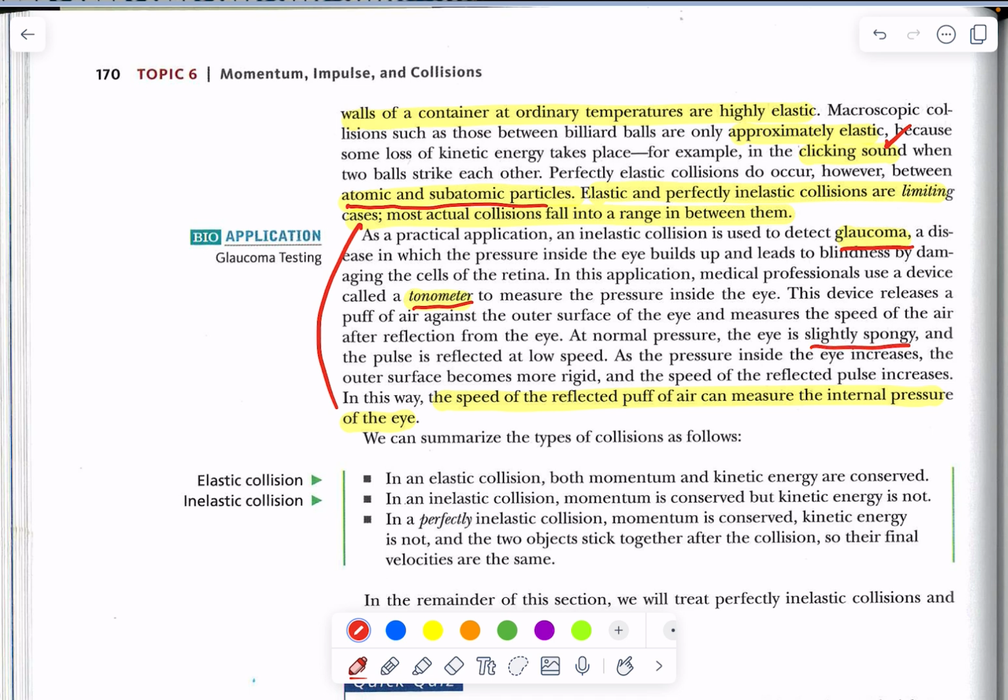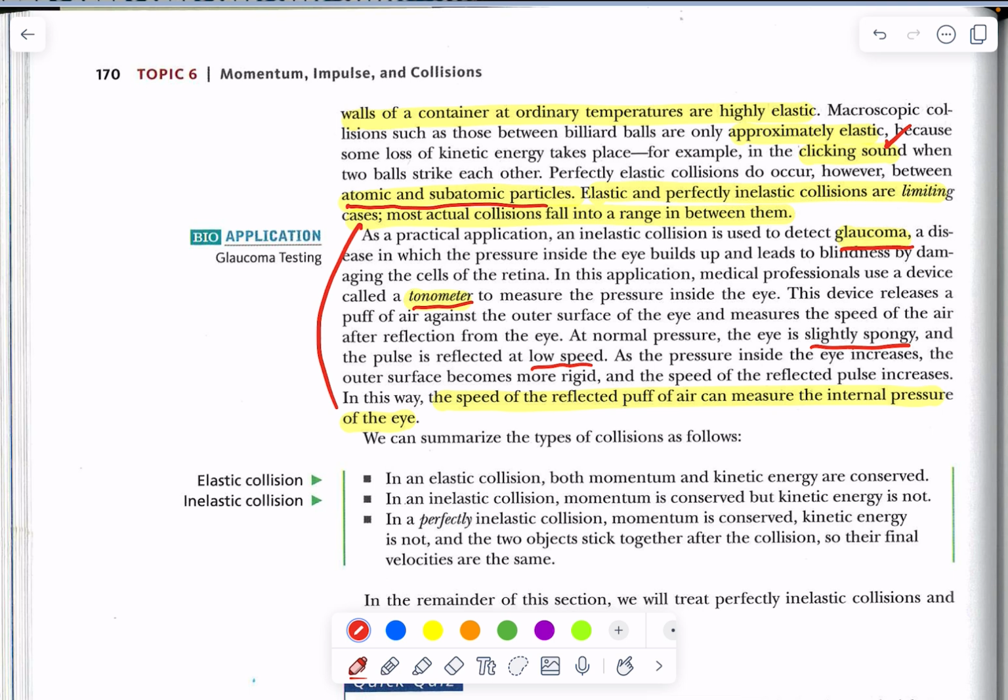And so as a result, the sound wave is going to come back at a lower speed. However, if there's an awful lot of pressure inside the eyeball, which is a symptom of glaucoma, which can lead to serious eye issues like blindness, the speed of the air, I should say, when the air hits the eyeball and that energy is transferred to the back of the eyeball and bounces back again, it comes back much faster.